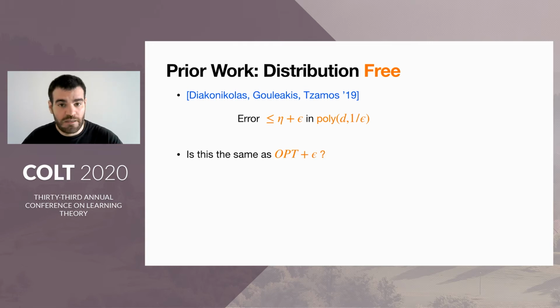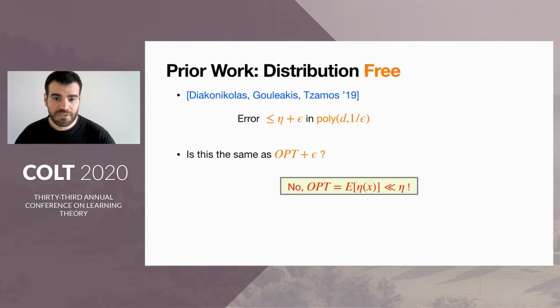And the question is whether this error guarantee that they get is the same as getting opt plus epsilon. And the answer is no. So opt is equal to the expectation of eta of x. This is because you flip the label of each point with probability eta of x, you take the average, and the optimal half space will have error equal to the expectation of eta of x.